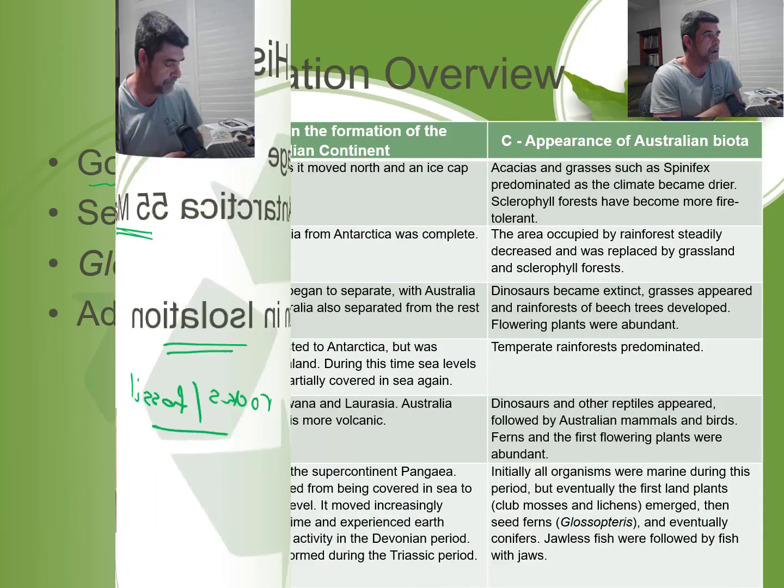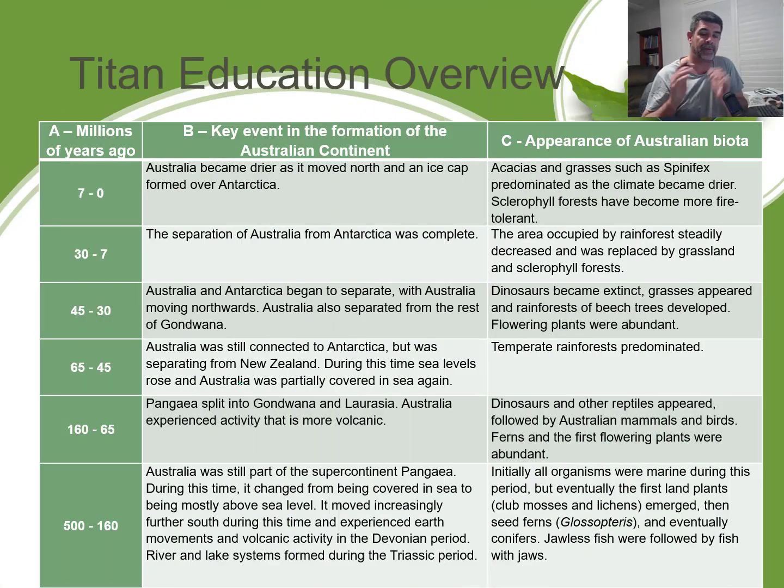Titan Education provided a really nice overview, and one of the things that we do have to do is look at some secondary sources. So I'm not going to go through all of this, but this is an example of a secondary source which gives you a couple of important pieces of information. In column A, we have a time scale going from recent to 500 million years ago. In column B, we have the key events in the formation of the Australian continent.